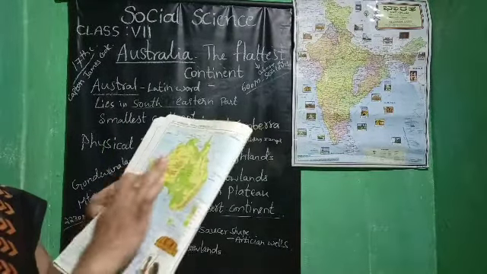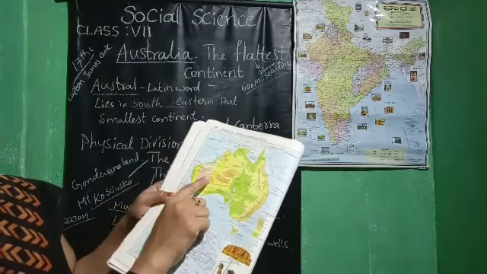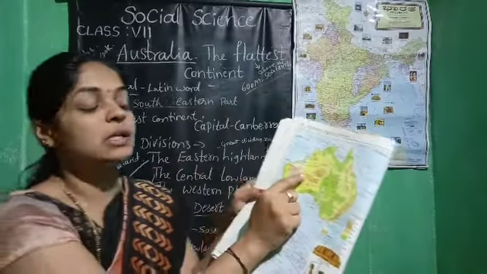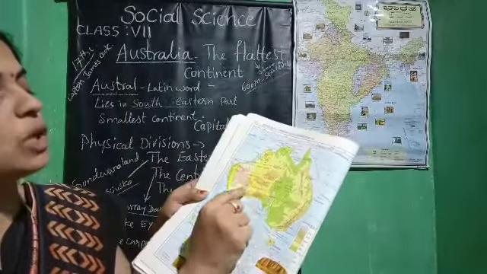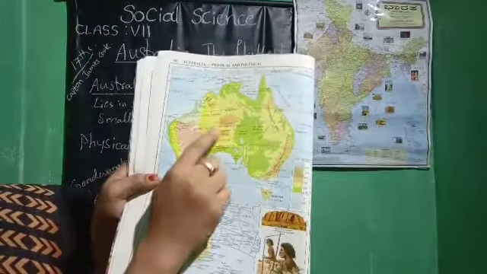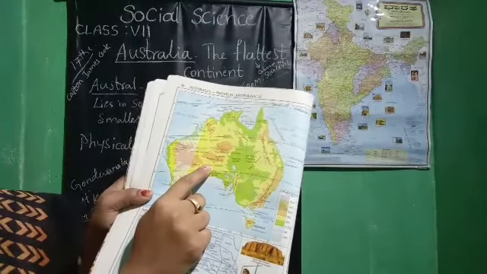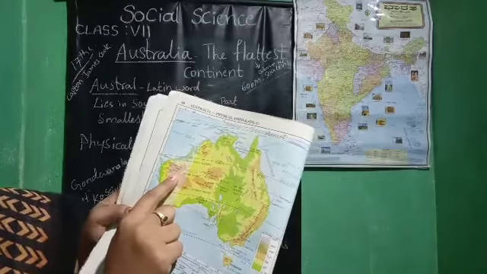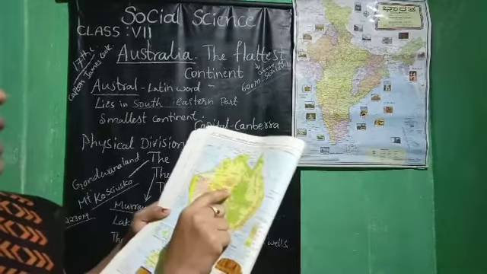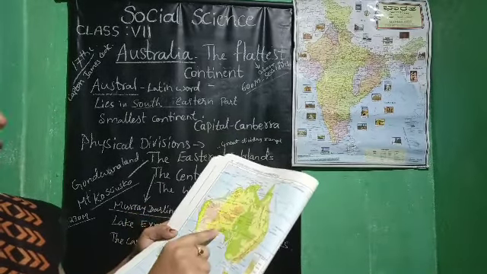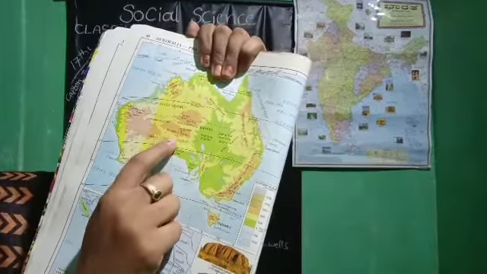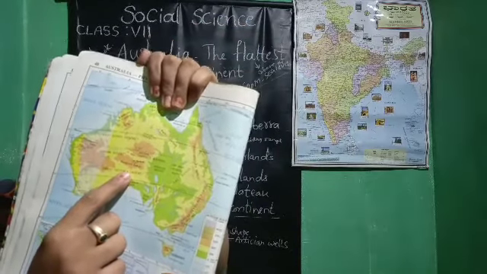In that, the Great Sandy Desert, this is called Great Sandy Desert. And one more is the Gibson Desert. Great Sandy Desert, Gibson Desert, and Great Victoria Desert. So many deserts are there. Can you see them in the brown color? So these are all called desert places. Apart from that, the Simpson Desert and Tanami Desert are also covered by desert. Great Sandy Desert, Gibson Desert, and Victoria Desert are the major deserts.